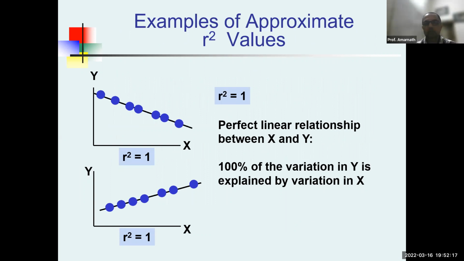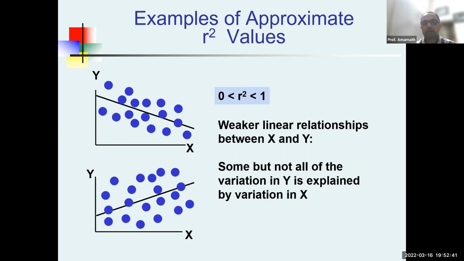So R square is equal to 1 when we have perfect linear relationships, when all the observed data falls on the line of best fit. But it's a very, very rare condition. If R square falls between 0 and 1, it's acceptable. So if you ask me, sir, what could be the R square value?